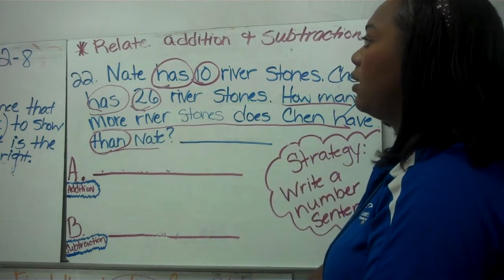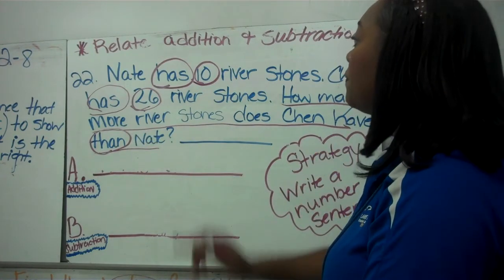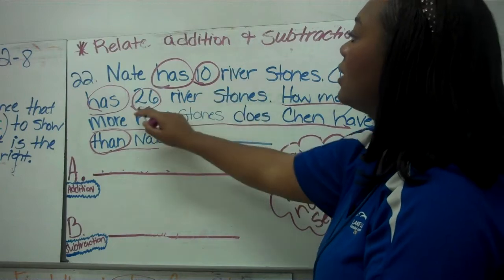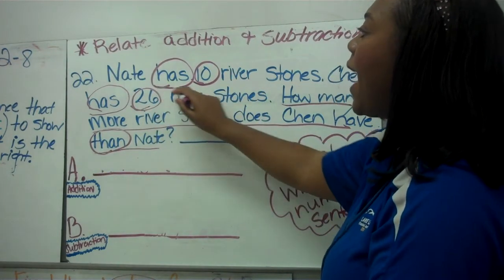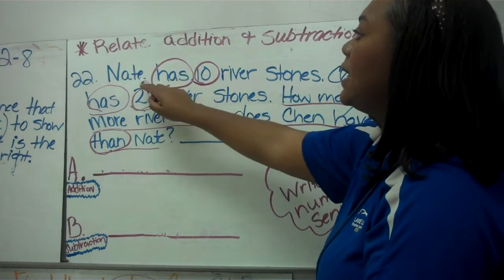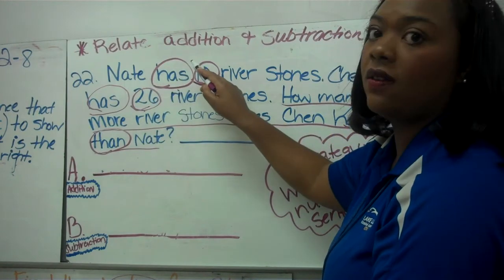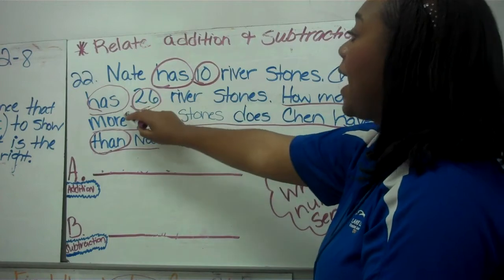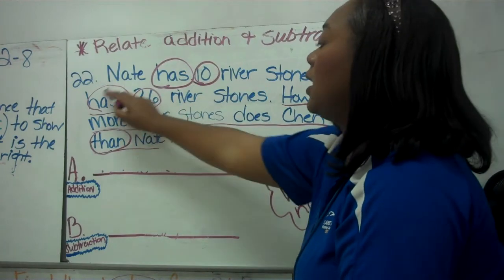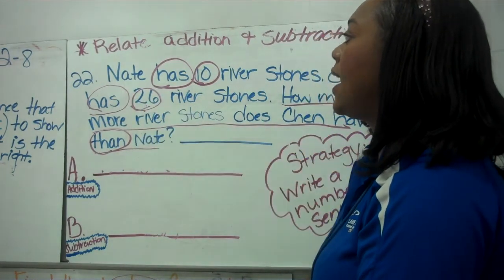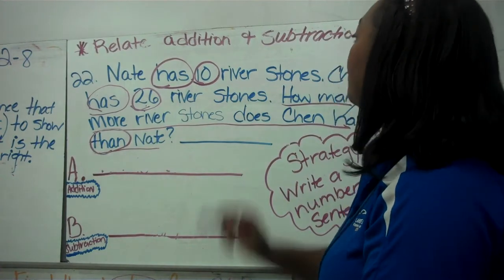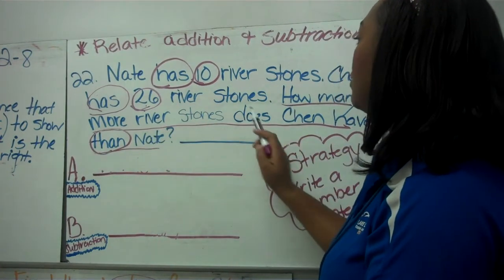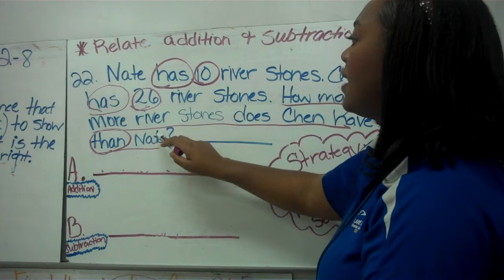Now my keywords, we know that number words are always keywords. Okay, so I circled 10 and I circled 26. The word has is a keyword because that tells me how many Nate has. That's the total amount. So I can't get any bigger than this. Okay, and Chin has 26. Has is a keyword again because that's how many Chin has. He doesn't have any more than that. How many more river stones does Chin have than Nate?